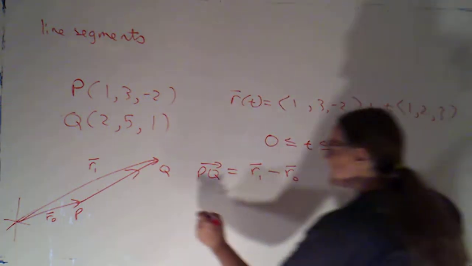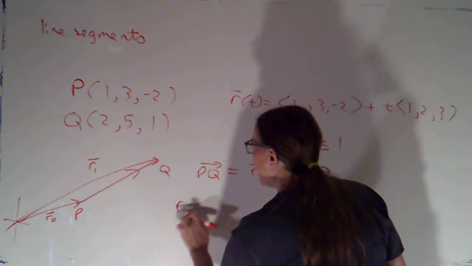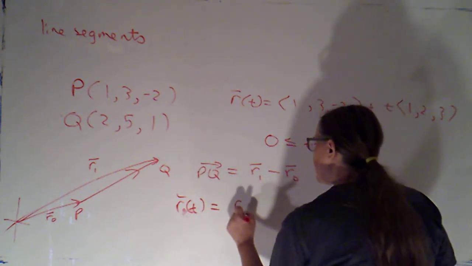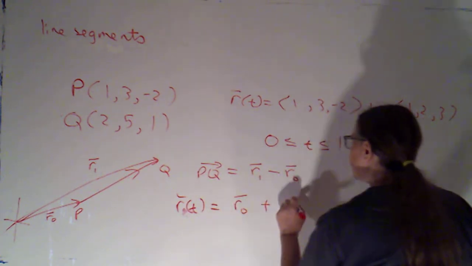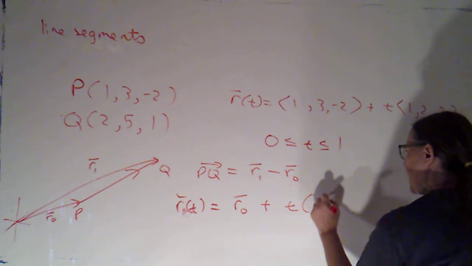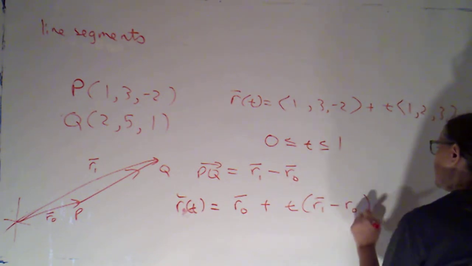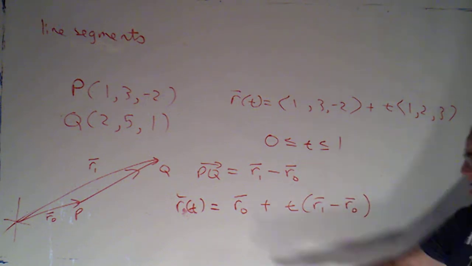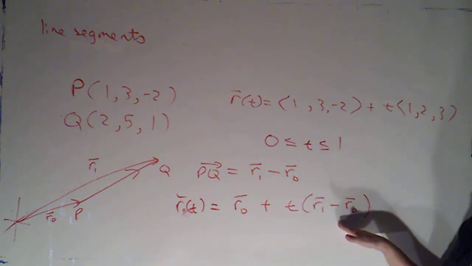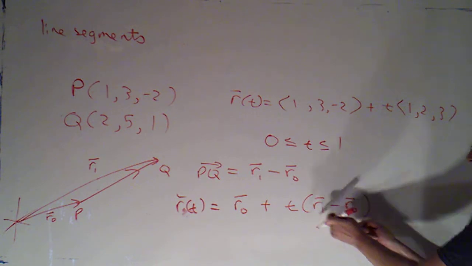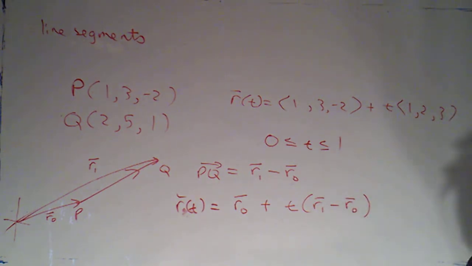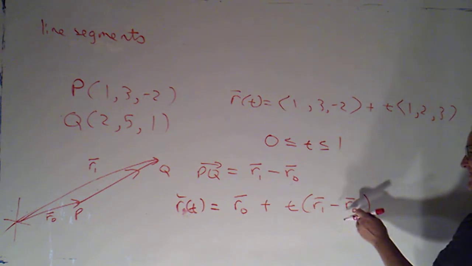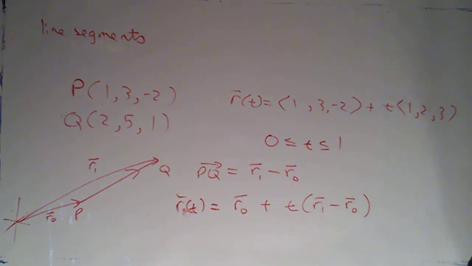Now if I do this, I'm basically saying that r(t), I'm just going to write the generic version here, is r naught plus t copies of my direction vector, r1 minus r naught. So it's just a slightly different way of saying things. It's still starting point plus t times direction vector. It's just now, instead of giving the direction vector component-wise, I'm writing it in terms of the position vector for my ending location minus the position vector for my starting location.